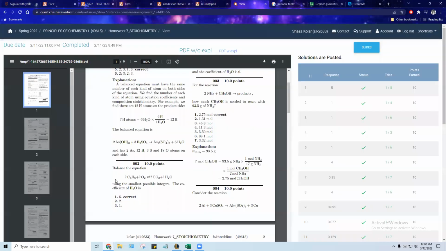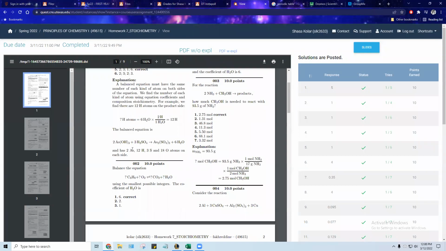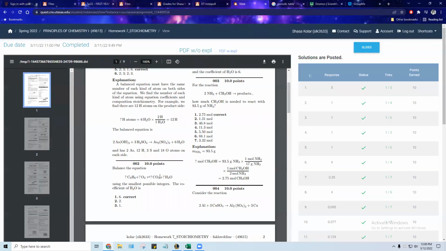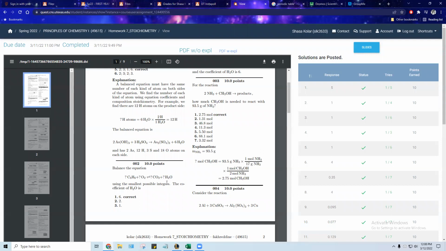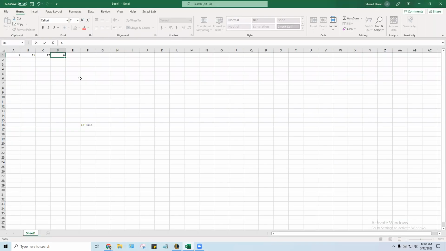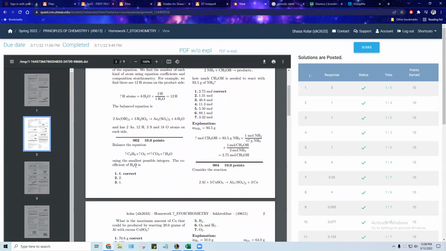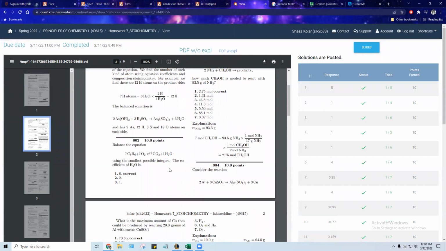And then we have 12 hydrogens. We have 6 times 2, that's 12 hydrogens. And then we can count the oxygens. So we have 30 on this side. We have 12 times 2 is 24. 24 plus 6 oxygens, that's 30 oxygens on both sides. So this equation is now balanced. And then the question is the coefficient of H2O would be 6. There you go, and that's correct.